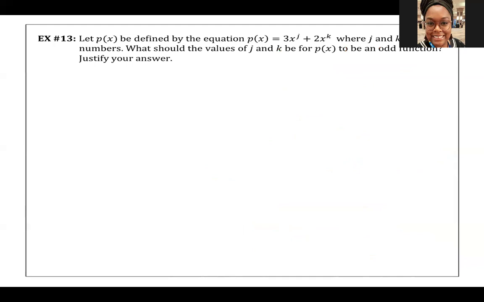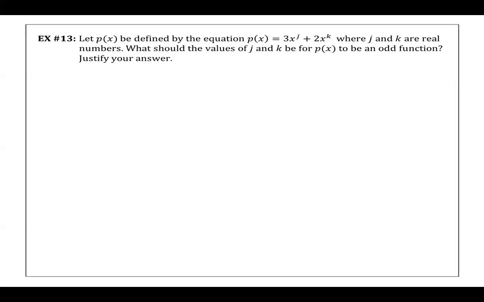Okay, wait. My ADHD brain. All right. So here we go. We have p of x. So this polynomial function is 3x to the j plus 2x to the k, where j and k are real numbers. What should the values of j and k be so that we can have an odd function?